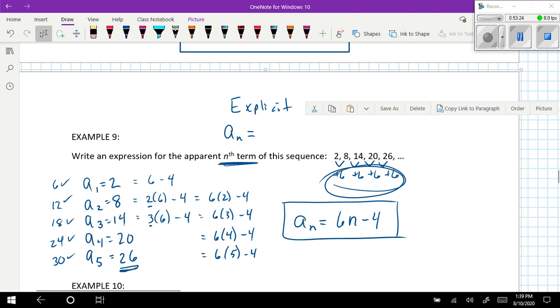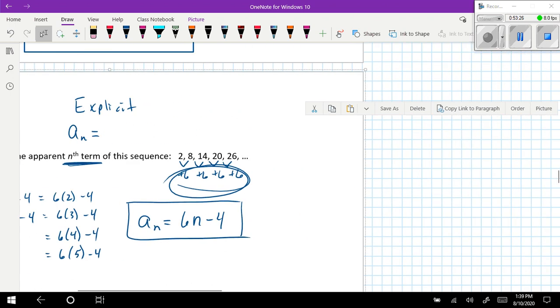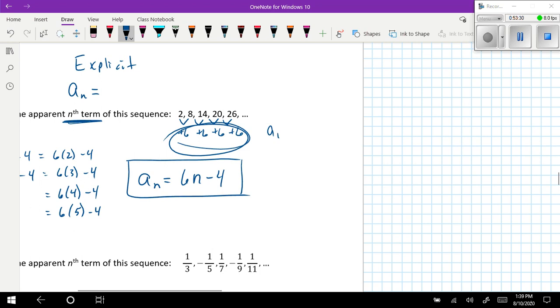you have to prove to me, let me move over here so I'm not putting my palm on the right spot. You have to prove to me that a sub 1 would be 6 times 1 minus 4, which would equal 2. Put a check mark. You have to prove to me that a sub 2 would be 6 times 2 minus 4. Okay, 12 minus 4 is 8. Put a check mark. You have to prove to me that each one of these things checks.